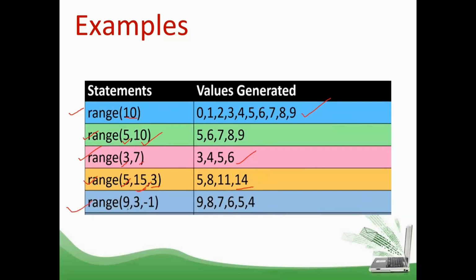Next, we have range(9, 3, -1). Minus 1 means a decrement value. So with decrement of minus 1, we get 9, 8, 7, 6, 5, 4. The step value is minus 1, that's why it goes backward.